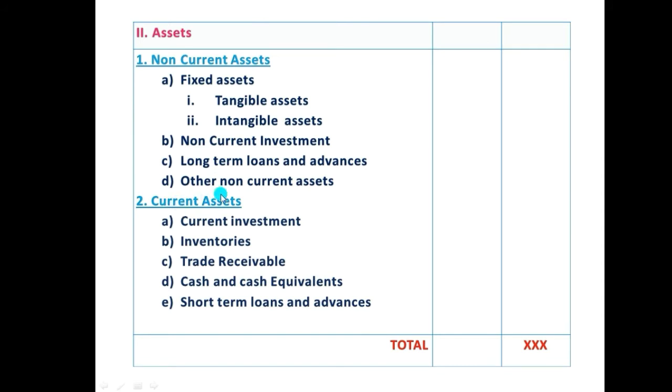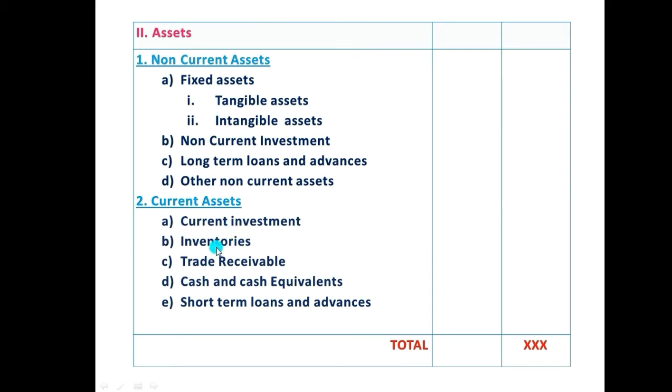Next we will see current assets. Current asset means the asset bought by the company that will be converted into money within 12 months. It's called a current asset. Current means present, asset means resources. Under this we should record current investment. Current investment means the company invested outside of the business, but the company invested for the short term, maybe less than 1 year.